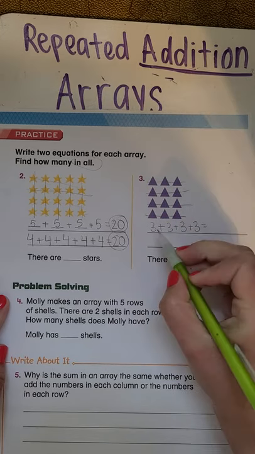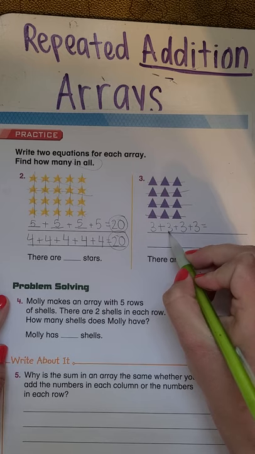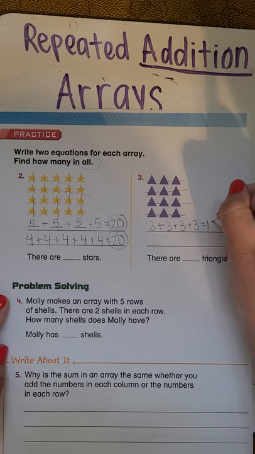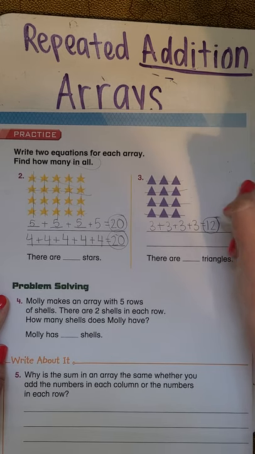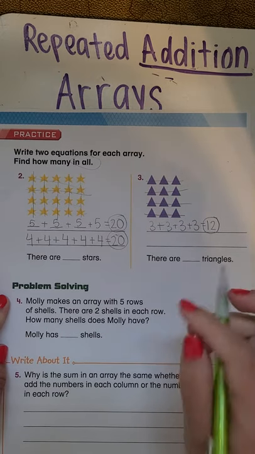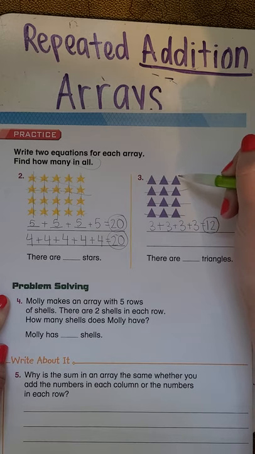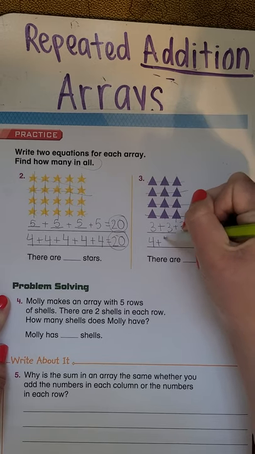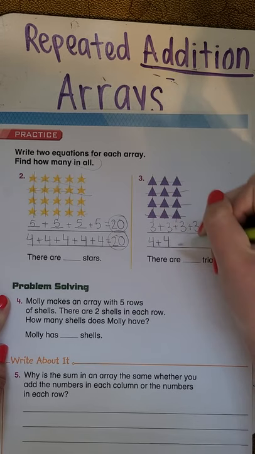Let's add that up. 3 plus 3 is 6, plus 3 is 9, plus 3 is 12. All right. Now we're going to write another equation just to make sure. This time I'm going to write how many triangles are in each column. I have 1, 2, 3, 4 in this column, 4 in this column, and 4 in this column.